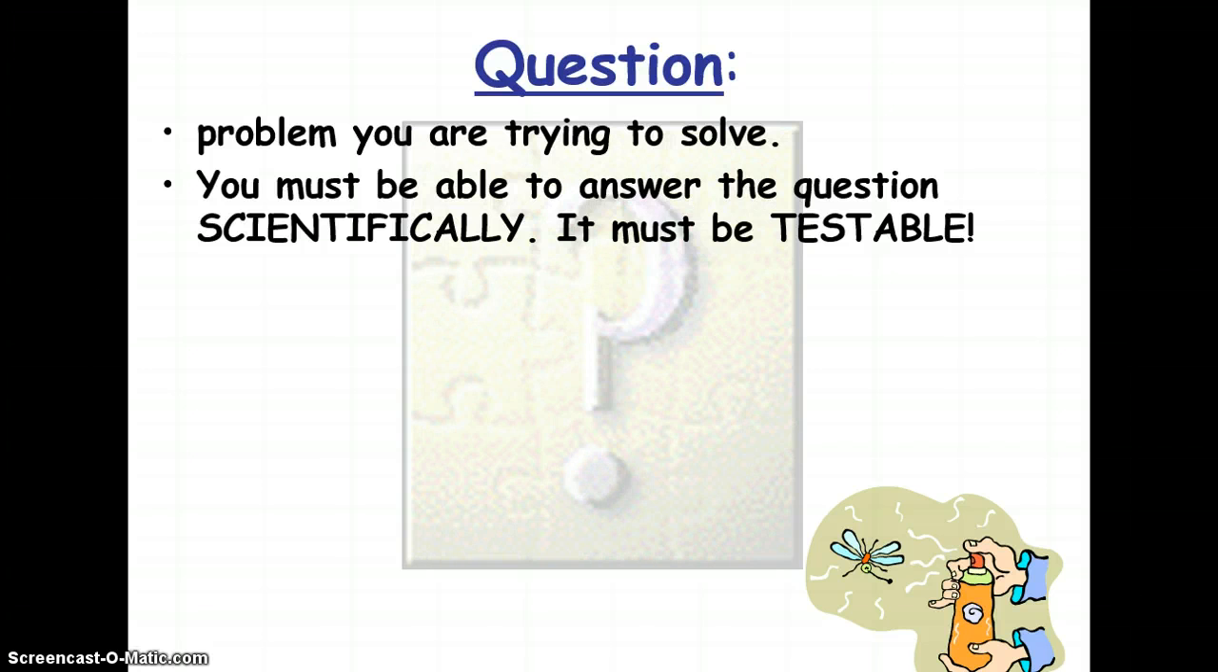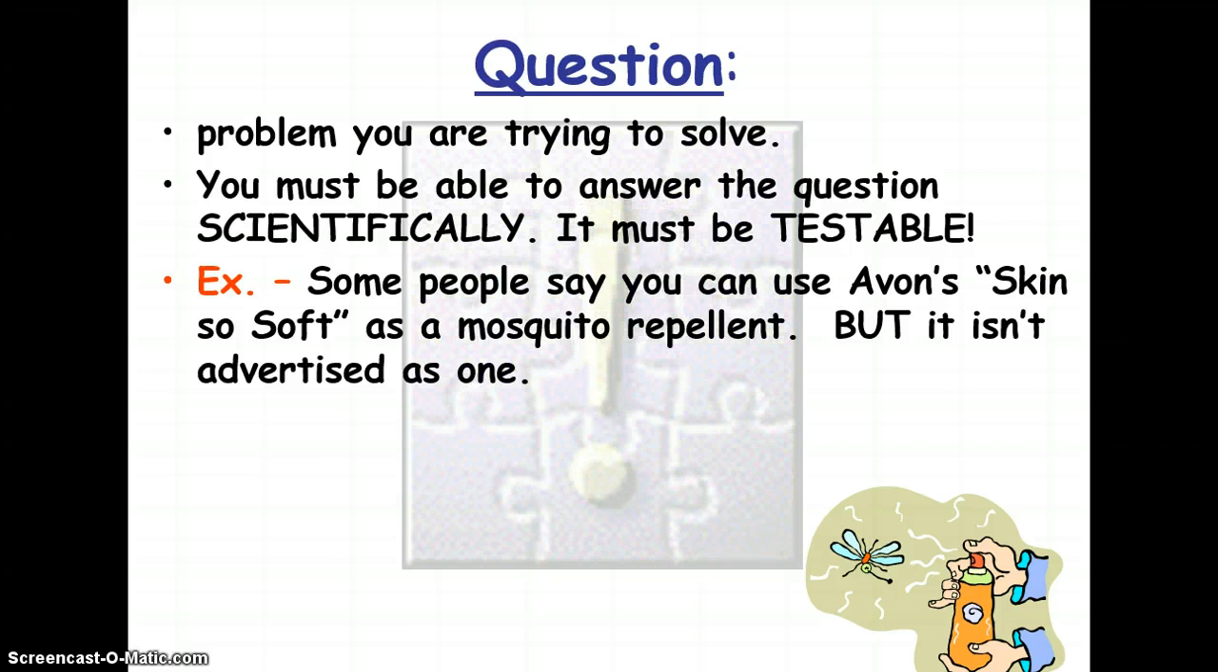So the question is the problem that we're trying to solve, and it should be something that we can test. We should write our question in such a way that we could actually do an experiment to solve that question. I gave the example in class: does steak make my dog happy? Or do dog biscuits make my dog happy? And we talked about how it could only be a valid question if we could come up with a way of measuring happiness. Maybe we're going to measure how many times the dog wags its tail, or maybe we're going to somehow measure its brain waves, but we would have to come up with a way to measure happiness before we could actually do an experiment.